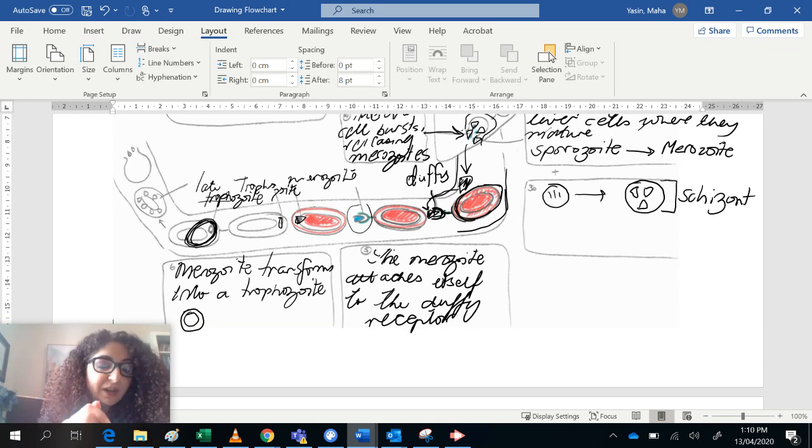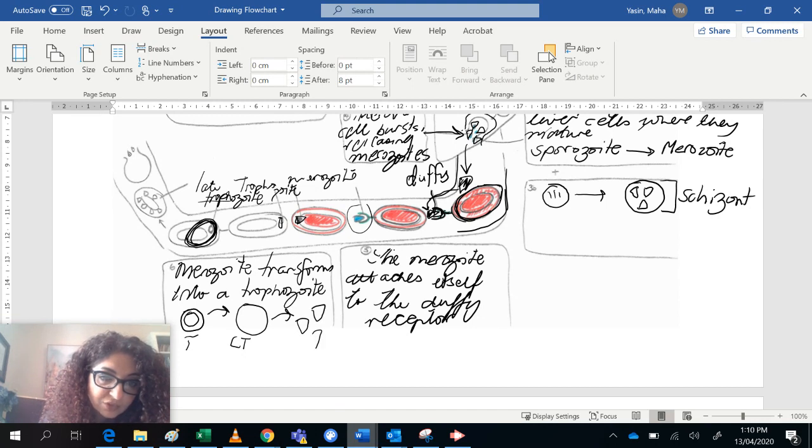And when it divides, you see the late trophozoite is then going to transform. So that then becomes a late trophozoite. Remember, we had a trophozoite, we then had a late trophozoite. But interestingly enough, what happens later on is that it divides to form more of these triangular structures. And remember, these were called merozoites.